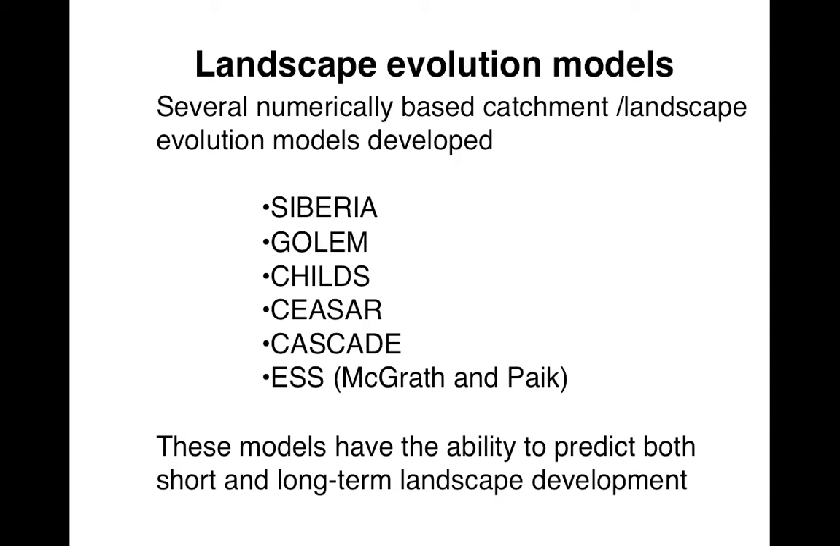Some of them even include things like vegetation, like ESS, a model that I'm working on with Kyungrok Paik from Korea University. Whereas others like SIBERIA and CAESAR and CASCADE are purely physical models that move sediments around but don't necessarily consider the vegetation. And CHILD is another one which actually incorporates vegetation and subsurface water flow and really quite complex processes. Right, so these models have the ability to predict both short and long-term landscape development.